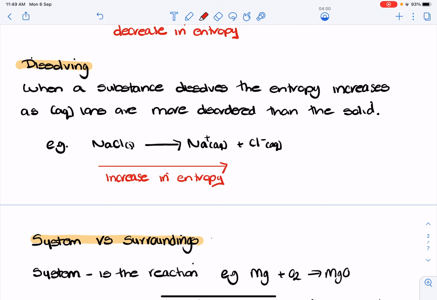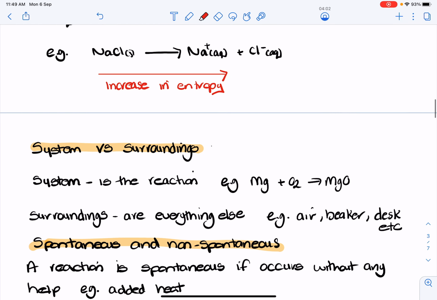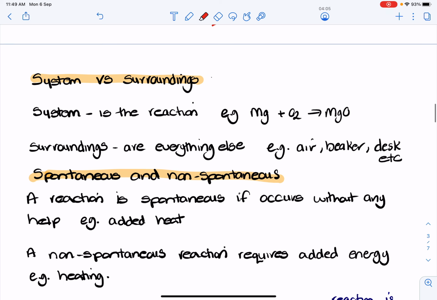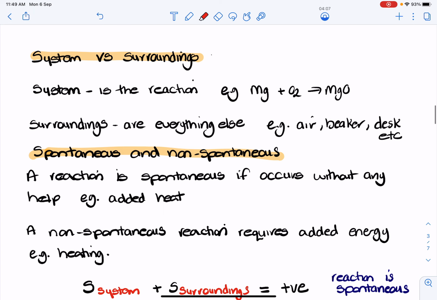Now, when we're discussing these, you'd be expected to be able to discuss the system and the surroundings. What the system is, is the reaction you're talking about. So, for instance, magnesium plus oxygen to give you magnesium oxide. That's a system, it's the reaction. The surroundings is everything else, and it's defined as the universe. So e.g., it's the air, it's the beaker, it's the desk, it's your hand if you're holding the beaker or the test tube. Basically, the surroundings is everything else that's not that particular reaction.